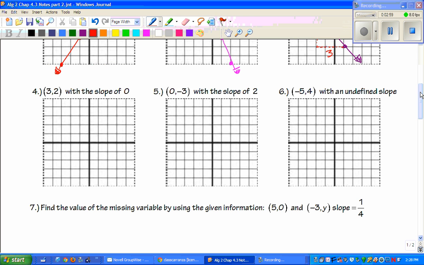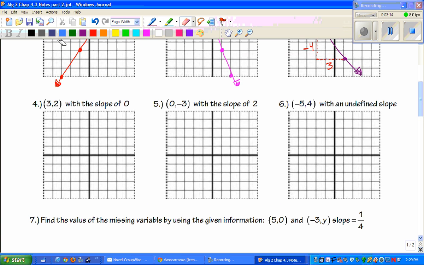Now we got a couple special cases here. Start at 3, 2. Let's see. And hold on a second. Okay, sorry about that. I'm back.